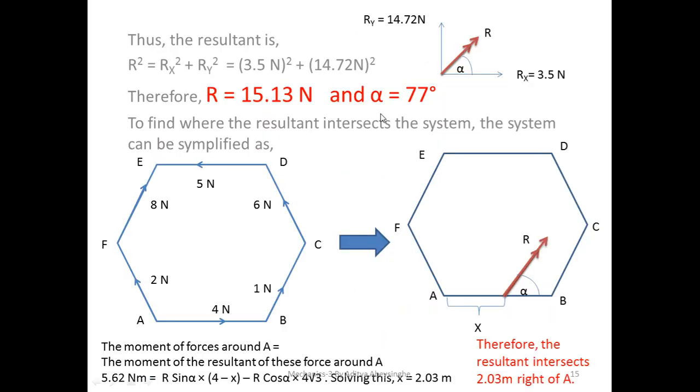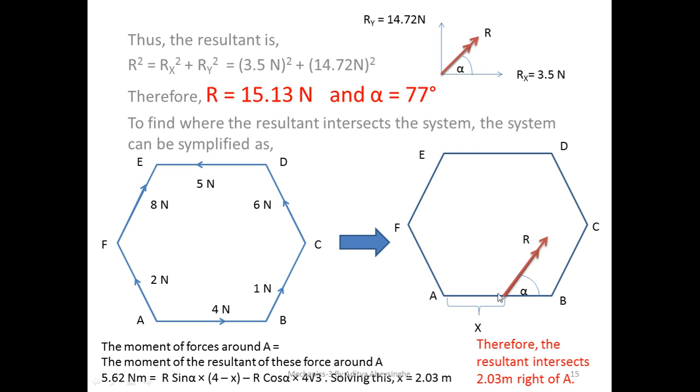So to find where the resultant intersects the system, I can say that the total moment of forces around some point A, or even B, C or any point, right? I need to only know about where it intersects, not the moment around the point. So I'll take the moment around A. So I can say that the total moment of these forces for the system around A is equal to the moment that is created by the resultant around A. So this resultant is 15.13 newtons, and this angle is alpha, so this is the same as this one.